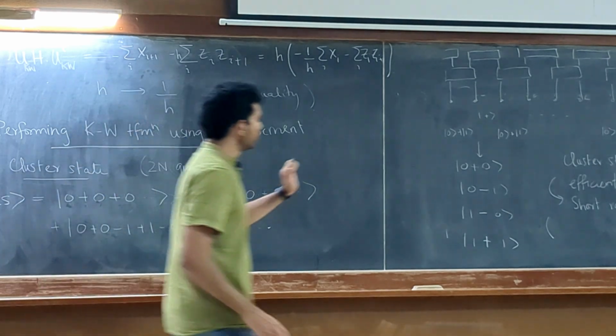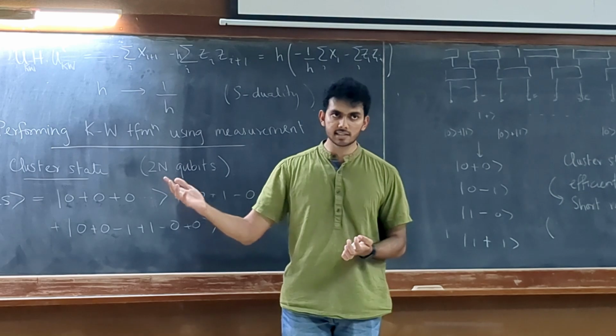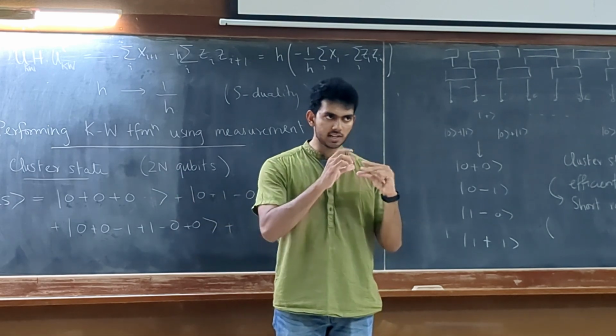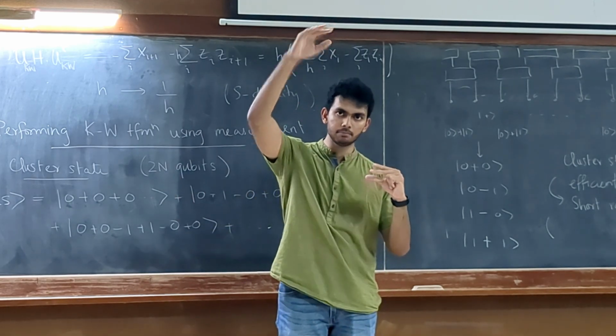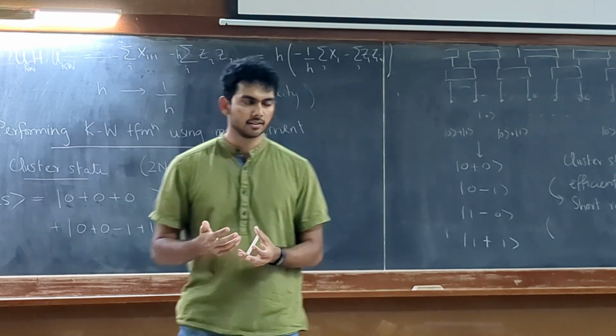So the cluster state is an example of a short-range entangled state, whereas the GHZ state is not. For the GHZ state, the circuit depth scales with system size, so it's an example of a long-range entangled state. Is that clear?